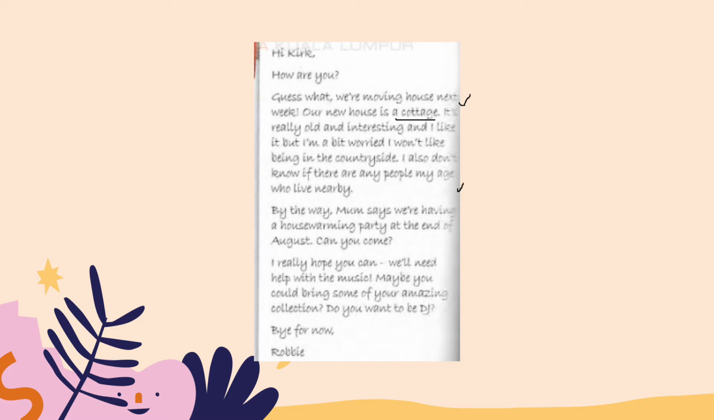And then Robbie asked Kirk if he can come to the housewarming party, where he asked Kirk to become the DJ by bringing the instruments. So the point here, we know that Kirk is actually a musician or someone who is passionate about playing music. So Robbie is maybe his brother or his close friend.